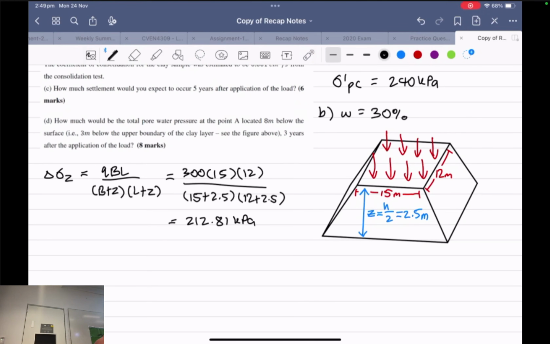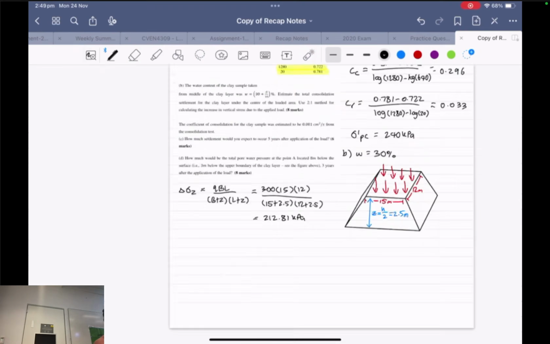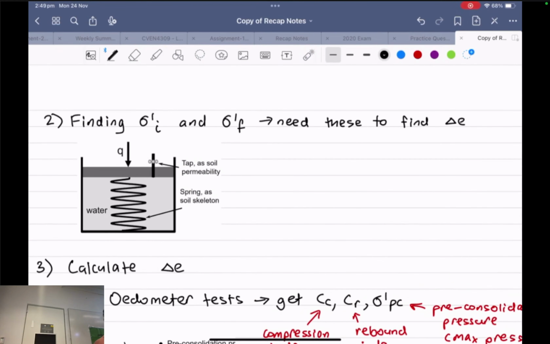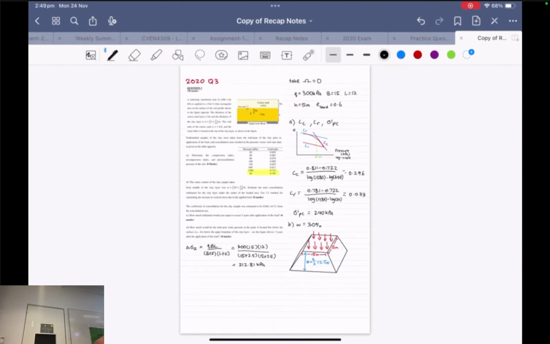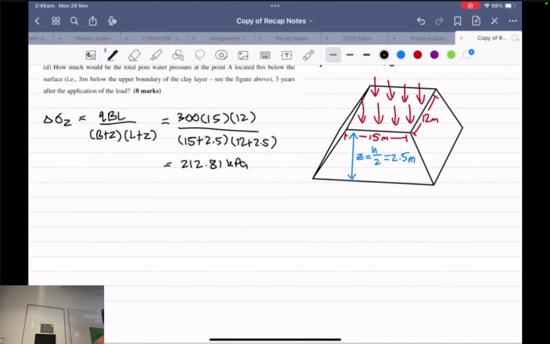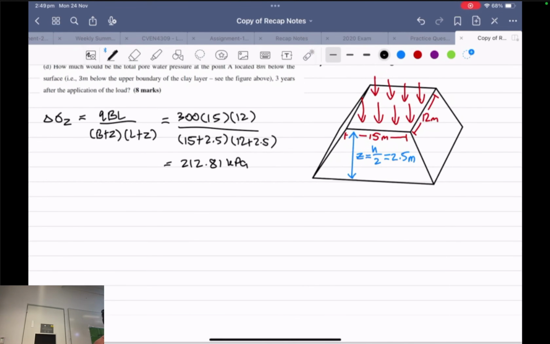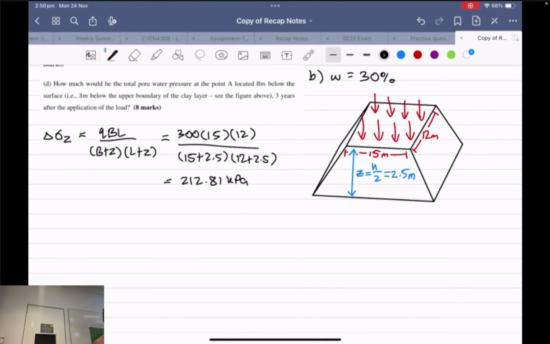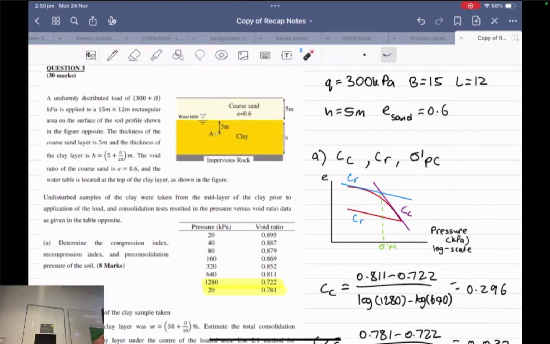Alright, so now that we've found that, our second step was to find sigma dash I and sigma dash F. In order to find your stresses, you need unit weights. And so we have two soils here, we have sand and we have clay. So you want to find the unit weights of both of those. For the sand, because the sand is above the water table, we can just take gamma dry, and for the clay, it's under the water table, so we have to take gamma saturated.